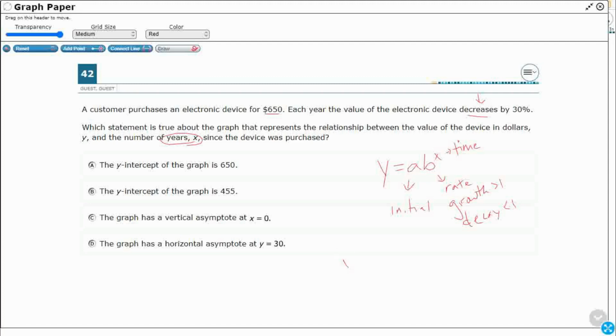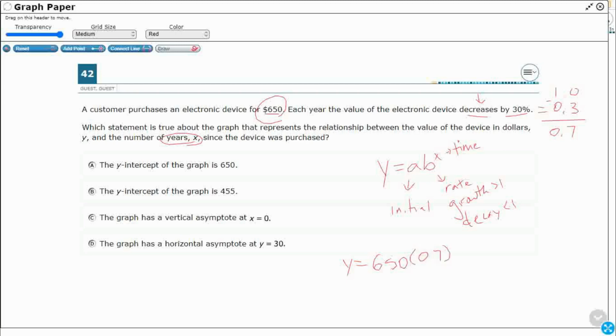Okay, so y equals, what's my initial amount? $650. What's my rate? It decreases by 30%. Now here's the thing. 30%, that's going to equal 0.3. But the full value is 100%, right? So here's the thing. If we want to have a decreasing rate, we have to take this away from the full value. So really, every year, it's only 7/10 of its remaining value. So we're going to multiply it by 0.7.